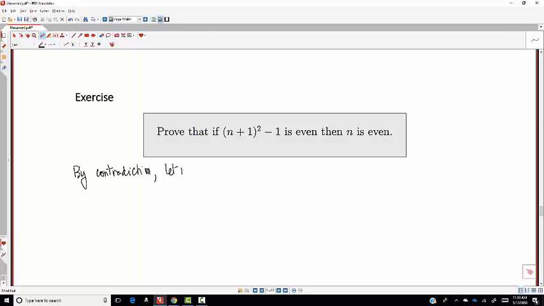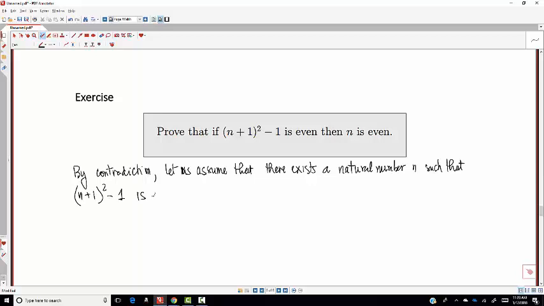So by contradiction, let us assume that there exists a natural number n such that n plus 1 squared minus 1 is even and n is odd.